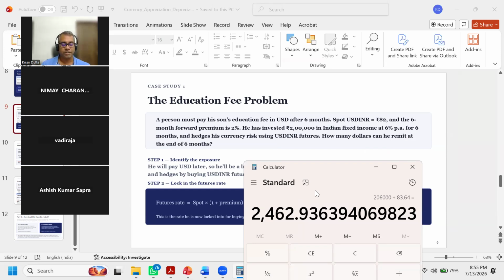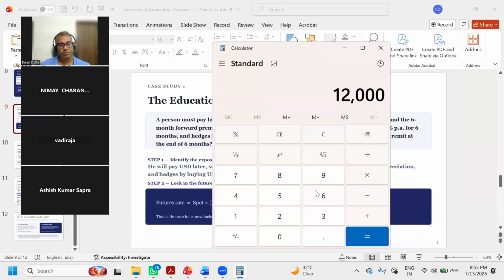12,000 is the annual return. How much for the 8 months, guys? Tell me. Times 3 by 4. 8,000. Simple, 8,000, right? Times 3 by 4. It's easy. Why 8,000? Yeah, it's 9,000 now.